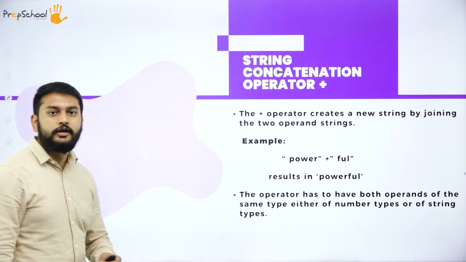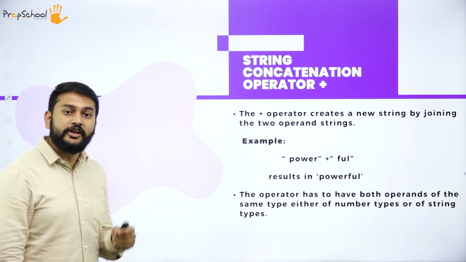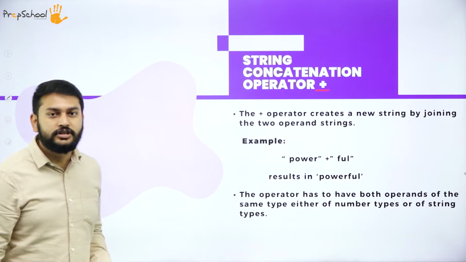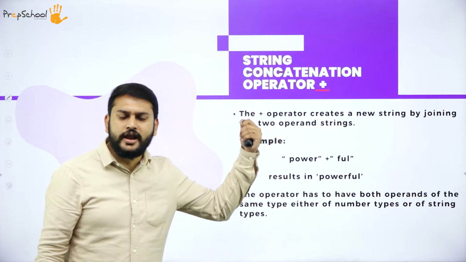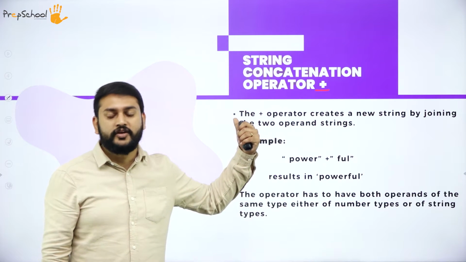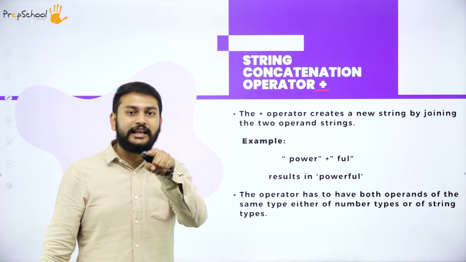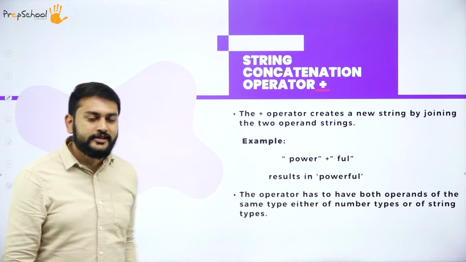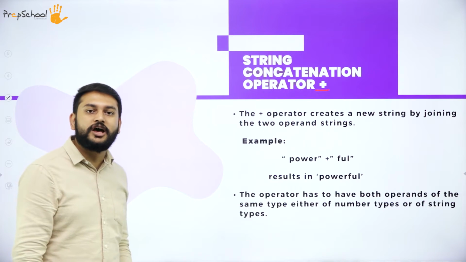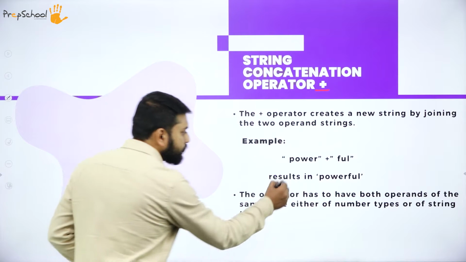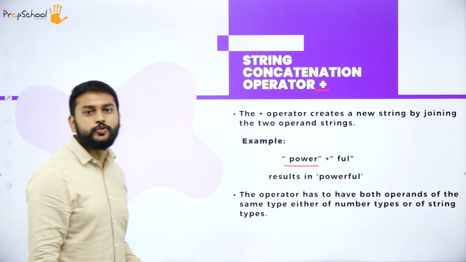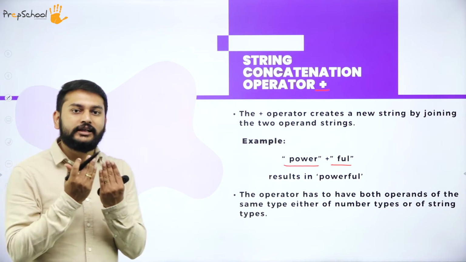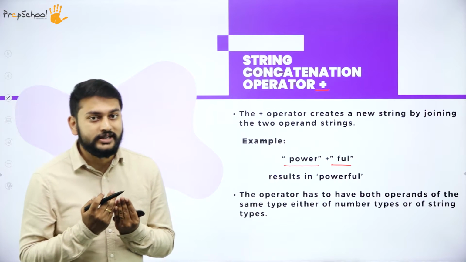So guys, we are starting with the concatenation operator. Whenever you come across this symbol, it is not addition. Yes, exactly, when you are dealing with numbers it is addition, but when you are dealing with strings, you have to treat it as the concatenation operator. Here, power is one string and full is another string, so it is adding two strings. That is what we call concatenation.